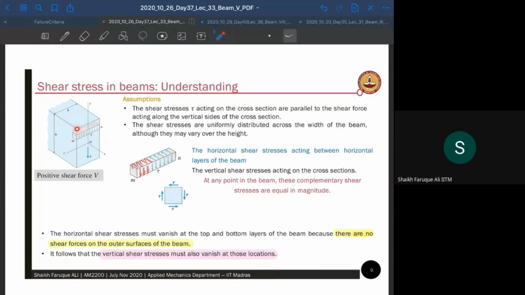The vertical shear stress will start at 0 here and end at 0 here because there is no shear stress at the boundaries. At the top layer it will be 0, but immediately the layer after it will have some value based on the vertical shear stress. So vertical shear stresses must vanish at the top locations. And this is the shear stress diagram of an element that you take here.